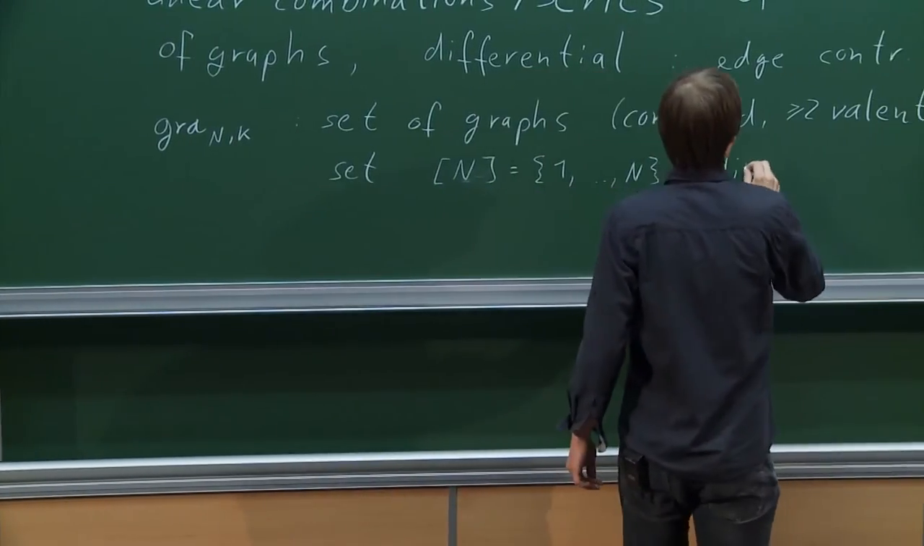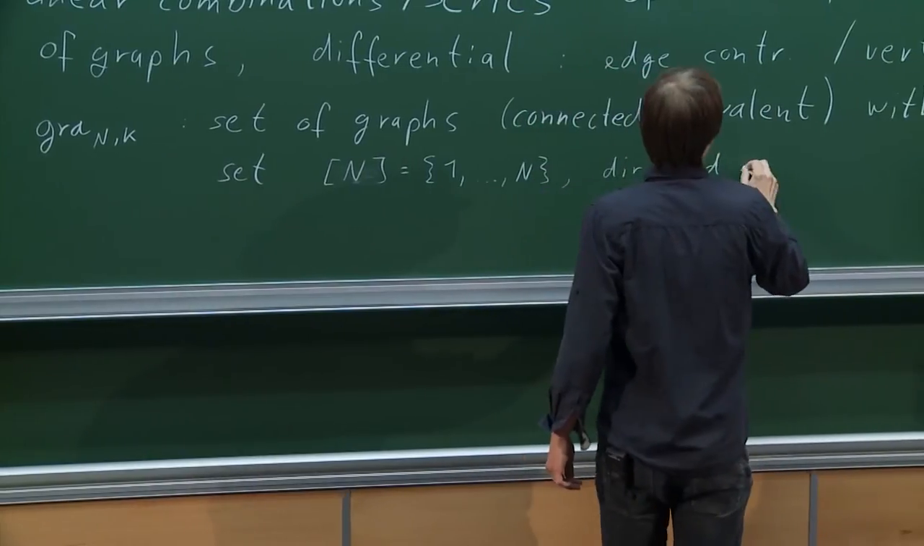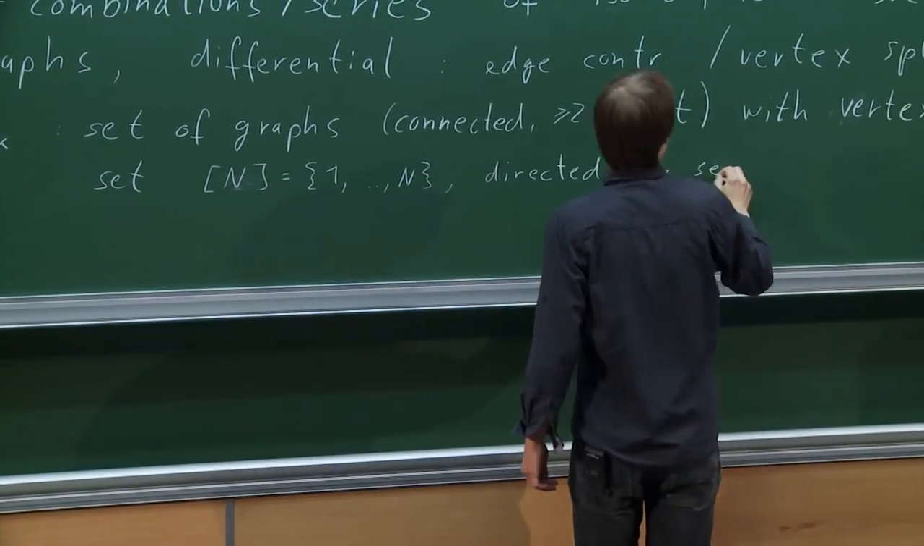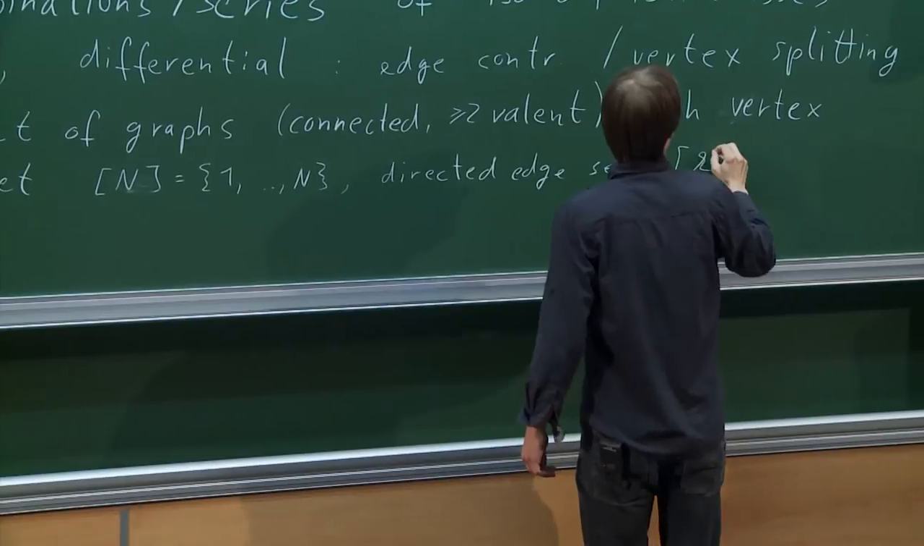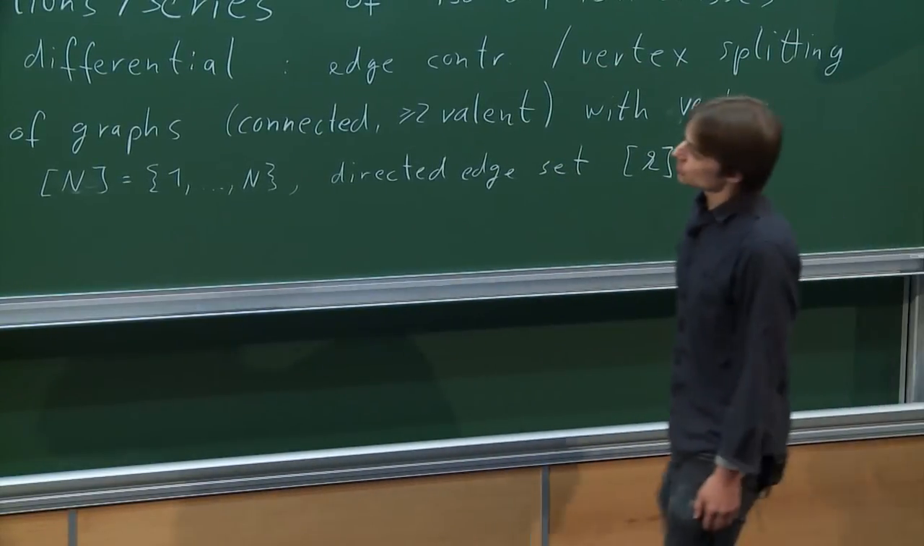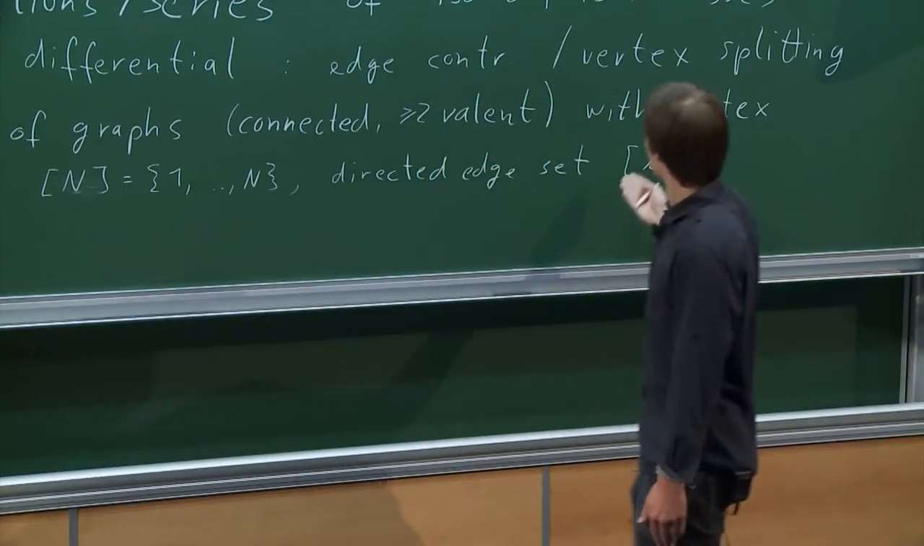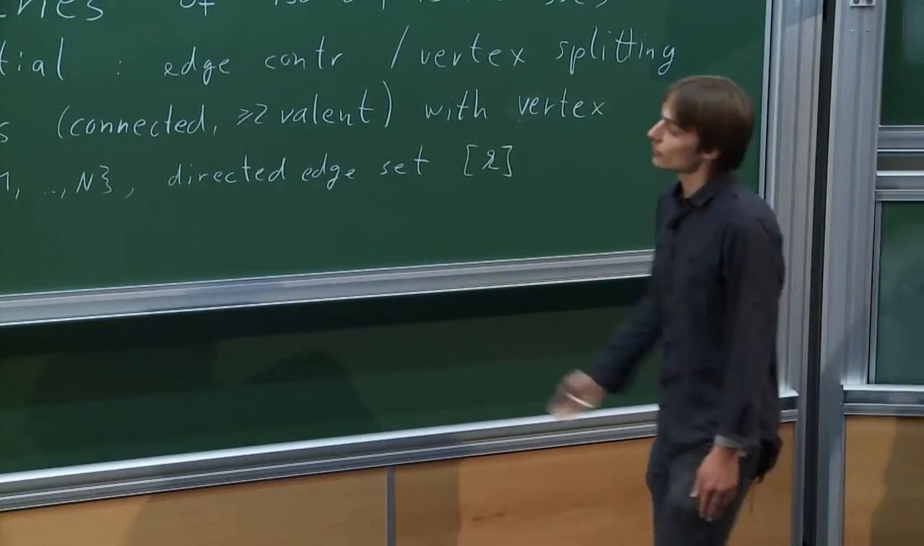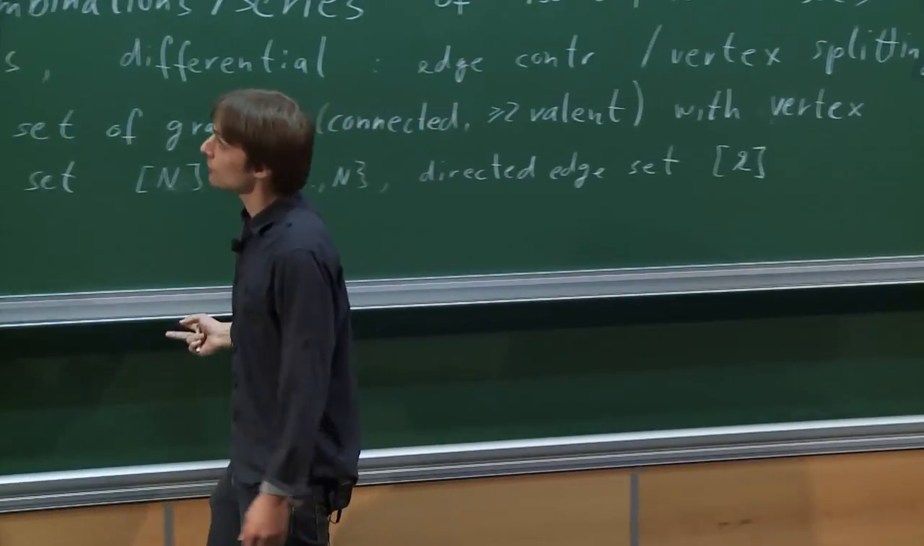And k directed edges. So each edge is just a pair of numbers. So you have a list of k pairs of numbers, and this is what I call a graph.